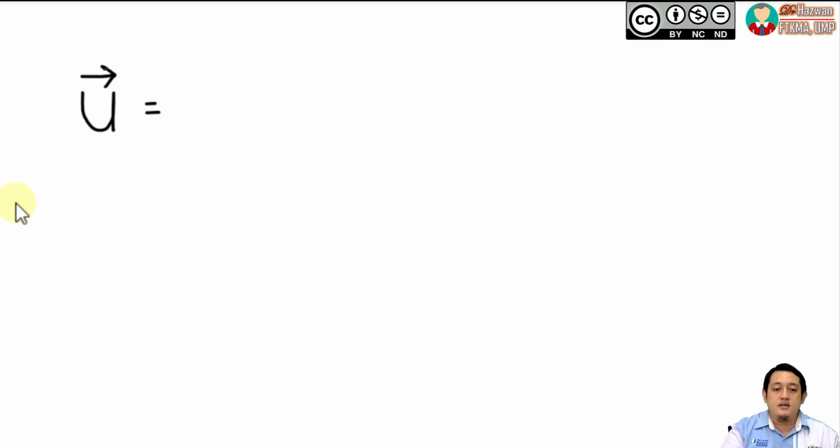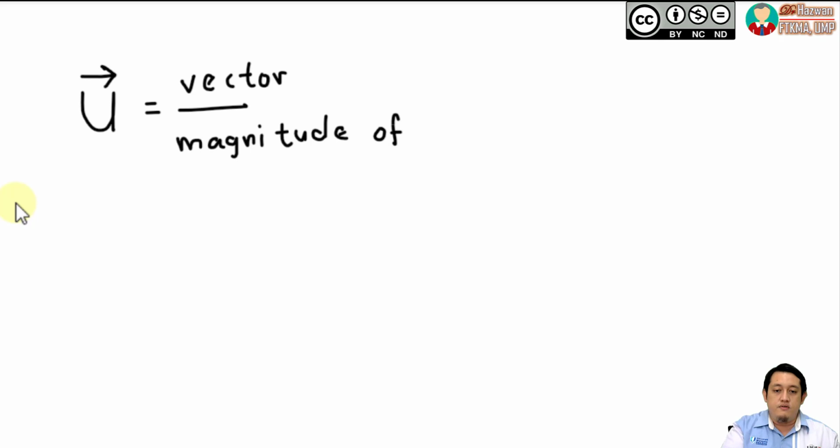To calculate a unit vector, it is the vector over the magnitude of the vector. I'm really sorry for my bad handwriting. So to calculate a unit vector, we need to have the vector divided by the magnitude of this vector here.